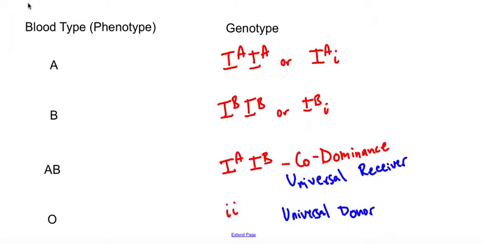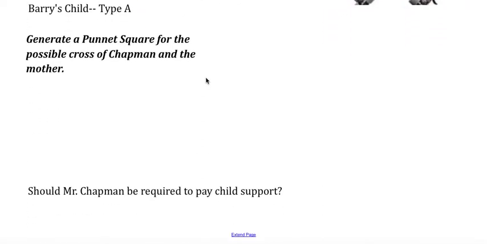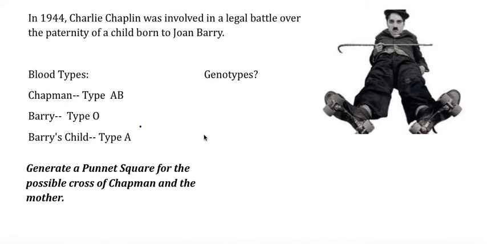Okay, we'll do a quick example using multiple alleles. I don't know if you know who Charlie Chaplin is. He was an actor back in the 1920s and 30s. He was involved in a legal battle over paternity of a child with Joan Barry. The question is, if Chaplin was AB blood and Barry was O blood, and the child's blood type was A, is it possible that Mr. Chaplin could have a child with Barry? Should he pay child support?